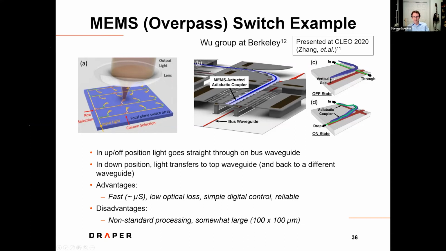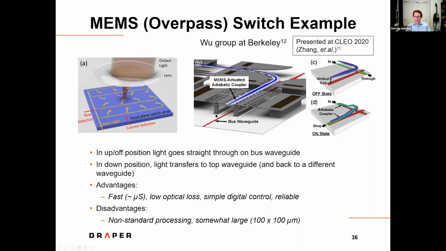They presented on the LiDAR application in 2020, but these switches have been around longer; I think they first presented them in 2015, 2016. How these switches work is a lot like an overpass for a highway. I call them overpass switches. That's what we call them at Draper. I haven't talked to Professor Wu to see if he uses the same name. Anyway, I think it does help in understanding.